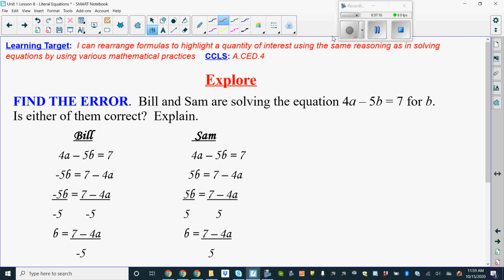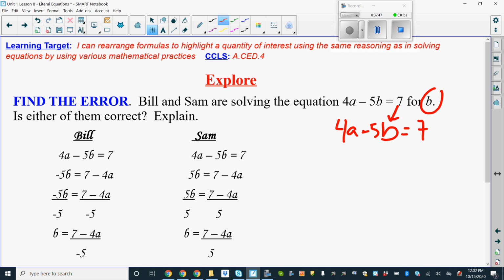Find the error. Bill and Sam are solving the equation 4A minus 5B equals 7 for B. Is either of them correct? Explain. So take a minute and see what you can come up with. The way I like to check for an error analysis is to do the problem myself and see what I would get, and then compare my steps to the steps in each of theirs. So I need to solve for B.